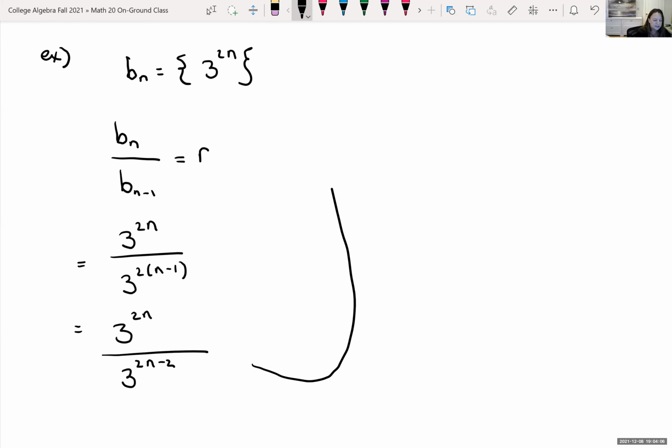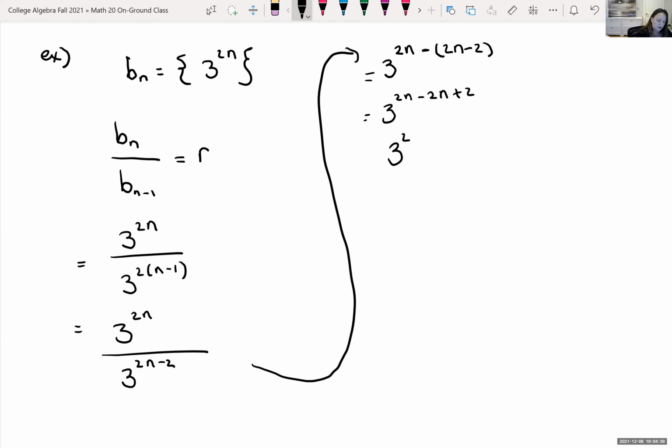So we're going to use rules of exponents. We have the same base. We can take the exponent on top and subtract off the exponent on the bottom. So we have 3 raised to the 2n minus the whole exponent on the bottom. So put parentheses around 2n minus 2. Now, if we distribute that negative in the exponent, we have 3 raised to the 2n minus 2n plus 2 power. Notice the 2n minus 2n cancels, and so we're left with 3 squared, and this is equal to 9. This is a constant, and so this is geometric.